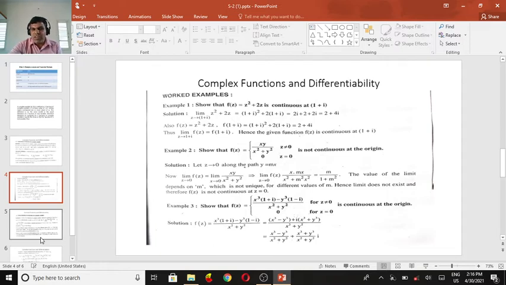So in the first example the function is continuous, and in the second example it is not continuous. Do you know the difference between when a function is continuous and when it is not continuous?